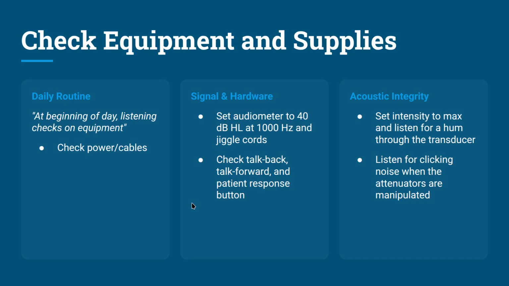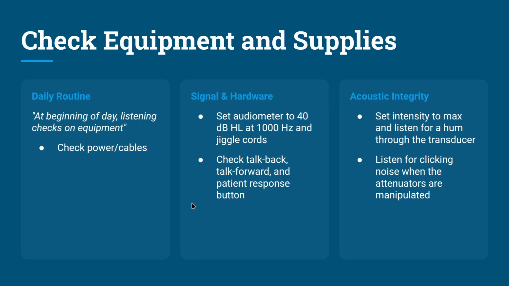For a daily routine, you want to check your equipment and your supplies. That's the first step for the audiologist. At the beginning of the day, you want to perform your daily listening check on your equipment. You want to check your power cables, your signal and your hardware. You want to set your audiometer to, say, 40 dBHL. It doesn't have to be 40 dBHL, but it's a good testing point at 1,000 hertz. Also at 1,000 hertz because it's the mid-range for human hearing, and it's usually easily identifiable.